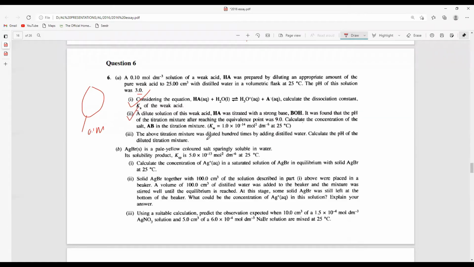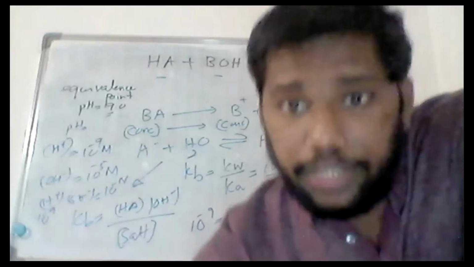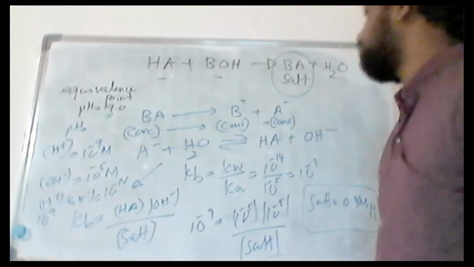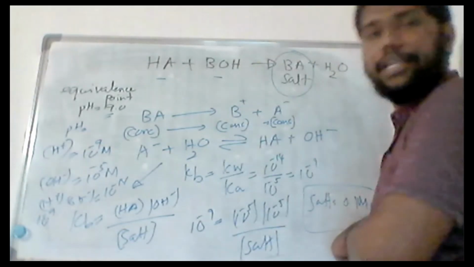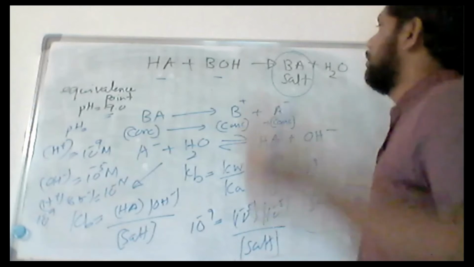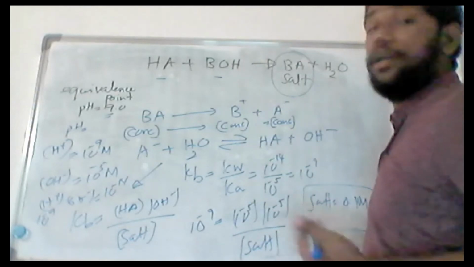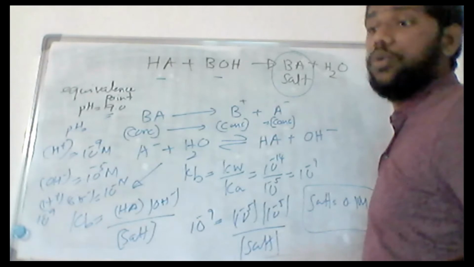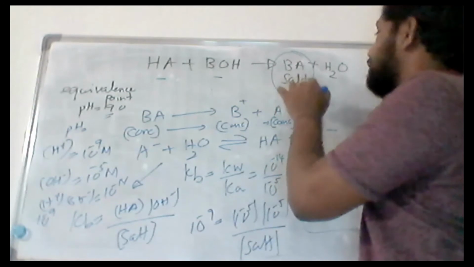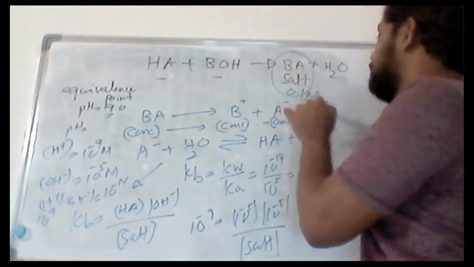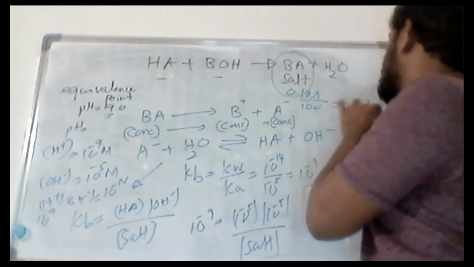The above titration mixture was diluted 100 times by adding distilled water. Calculate the pH of the diluted titration mixture. So what is going to happen here when you dilute it? You have your salt concentration as 0.1. So basically you dilute 100 times means your concentration is going to drop by 100 times. So your salt concentration is 0.1 M. So you divide it by 100. So this is 10 to the power minus 3 M, right?